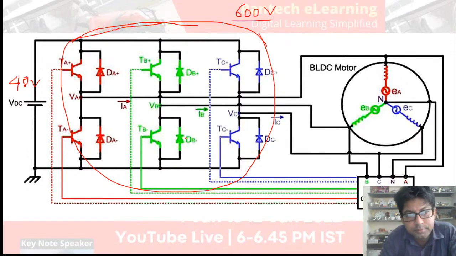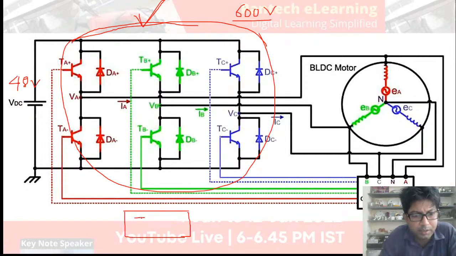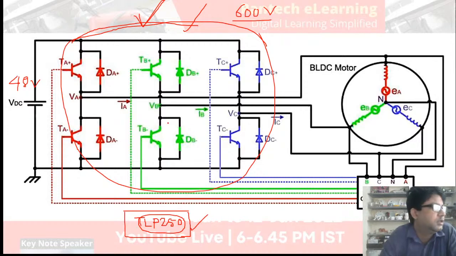And for the driver, because this is the controller, this is your microcontroller, these bridges are also ready-made available, and this driver is also ready-made available. A TLP, commonly used, TLP 250. This is the common driver. This is basically an opto isolator. Using that you can connect this one. This three phase inverter bridge and the driver to drive that inverter, the TLP, these things are available in the market ready made.